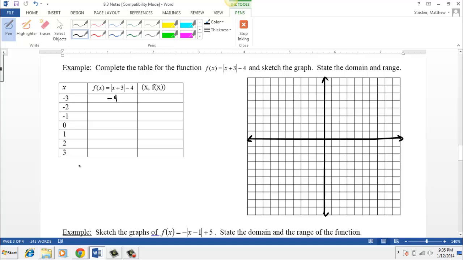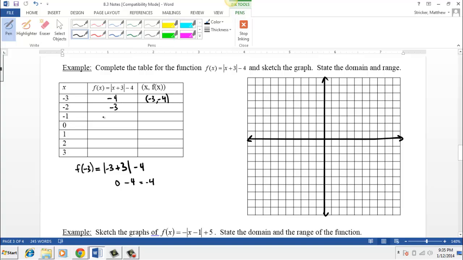Again, all I did there was find f of -3, which is the absolute value of -3 plus 3 minus 4, and that's 0. 0 minus 4 is -4. I'm not going to show the math for all this. Basically, I'm just plugging -2 in for all these. So when I plug -2 in here, I get -2 plus 3 is 1. 1 minus 4 is -3.